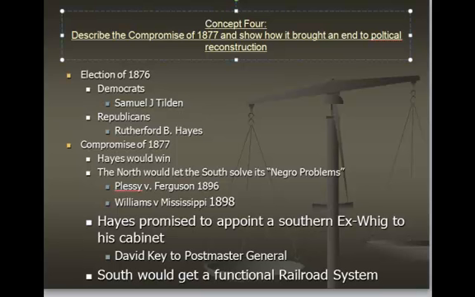First, for allowing Hayes the victory, the Southern conservatives wanted and were promised the end of military Reconstruction in the remaining 3 Southern states. The end of Reconstruction by President Hayes in April 1877 marked not only the abandonment of political Reconstruction, but also the abandonment of Southern blacks.